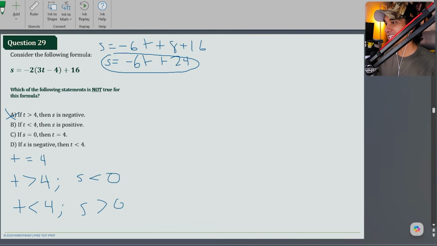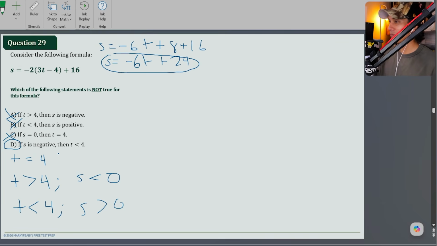So if t is less than 4, then S is positive. And that also is correct. So if S is equal to 0, then T is equal to 4. And we did that to find the cutoff. This is correct, which is wrong. And if S is negative, okay, negative values, that's right here, then T is less than 4. And that, folks, is not true. D is the correct answer.